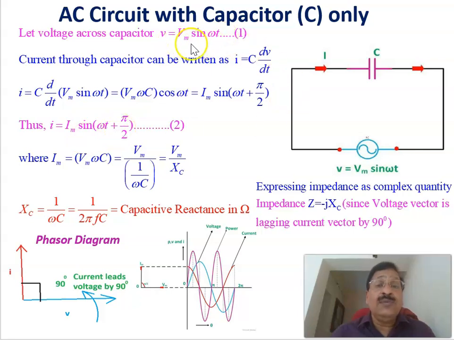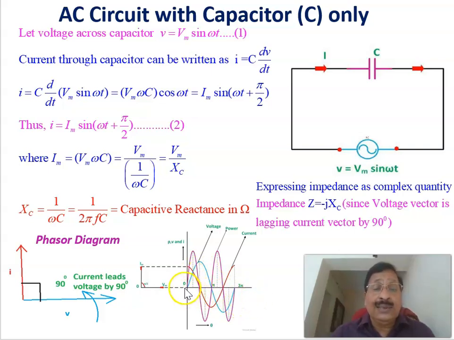Therefore, V equals Vm sin omega t as per equation 1, and as per equation 2, I equals Im sin omega t plus pi by 2, meaning that the current is leading the voltage by 90 degrees. Here you can see the instantaneous voltage and the instantaneous current, and the current is leading the voltage by 90 degrees.